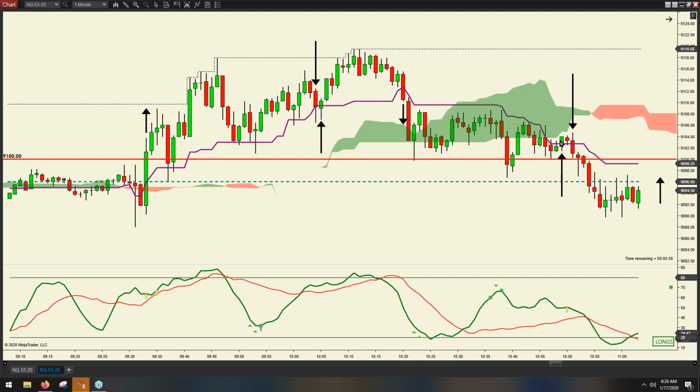All right, close above the cloud here, technically valid, green line above the red. However, it's literally into the cloud. That's a pass.